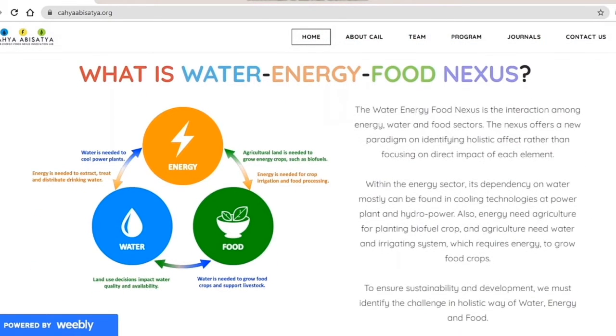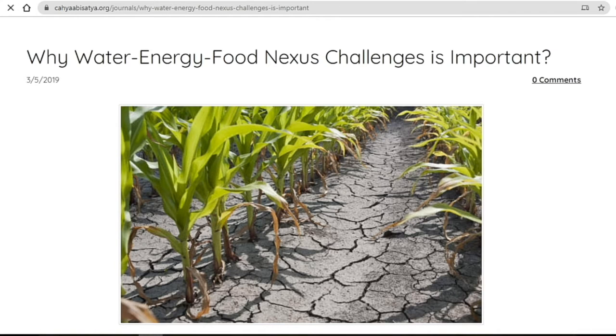Why we pick up this particular topic? Because we are interested in finding out technologies, finding out solutions that can solve these water, food, energy problems at the same time. Why we believe so? Because we think that water, food, and energy are interconnected between each other.